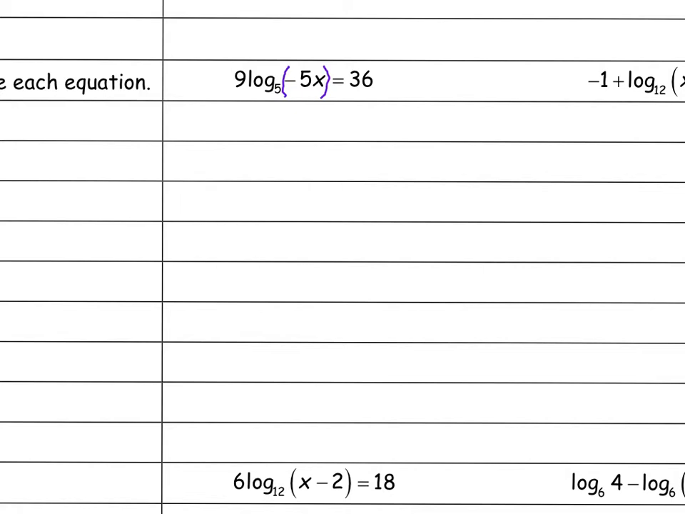So before I do anything with the log, I need to get the log by itself. If I only have one log, I want the log and the whole log part to be by itself. So the log, the base, and whatever it is too. So log base 5 of negative 5x. I need that to be by itself.